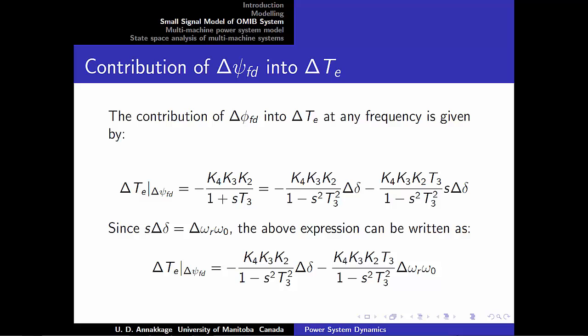In the previous slide, we discussed the synchronizing torque at steady state. Under transient conditions, when the machine is oscillating at some frequency other than 0, the contribution of field flux variations into the electromagnetic torque has two components. One component proportional to delta delta and the other proportional to delta omega. These are the synchronizing and damping torque components of the electromagnetic torque, as shown in this last equation.